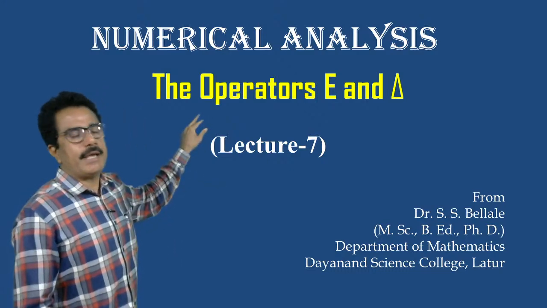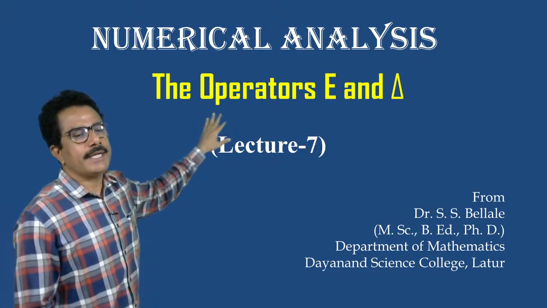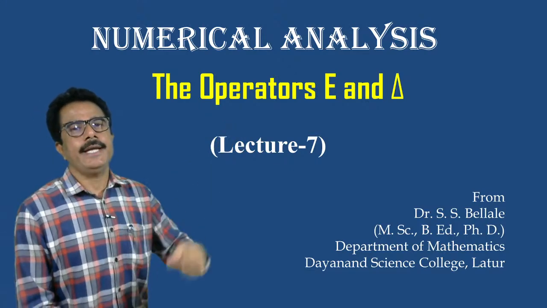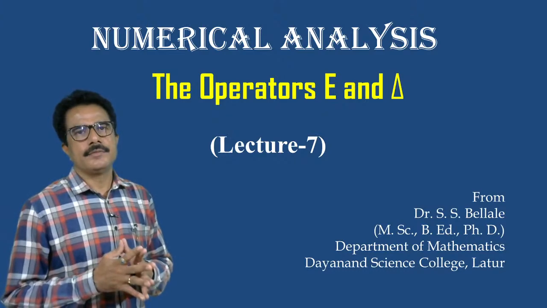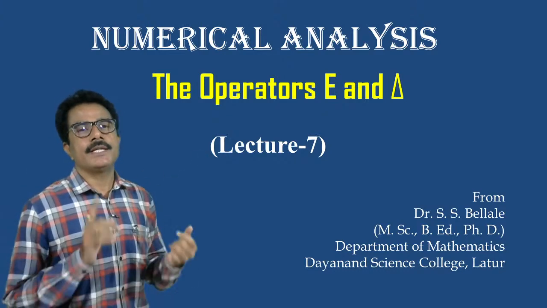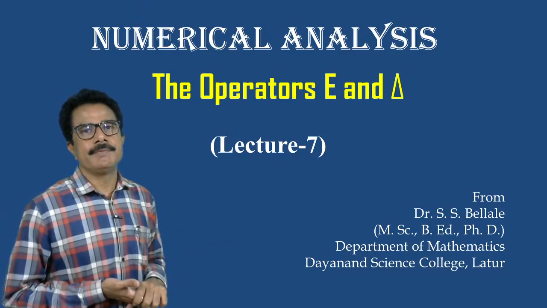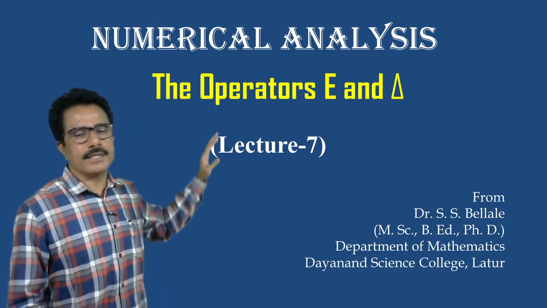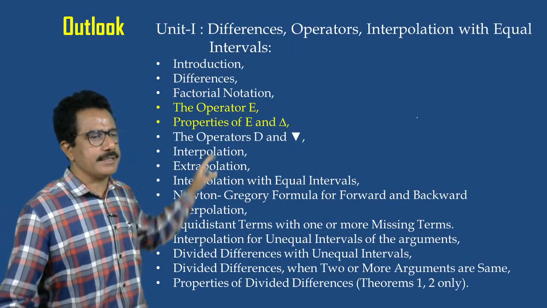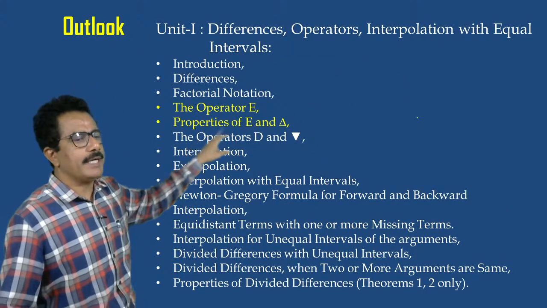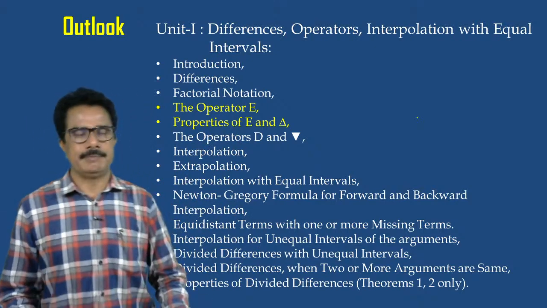Today in this live lecture we shall discuss the operators E and delta, and also we shall study the relation between the operator E and delta. There is another operator, that is the identity operator I. So we can consider these as operators. Before starting, we have to discuss the operator E and the relation between the operator E and delta.